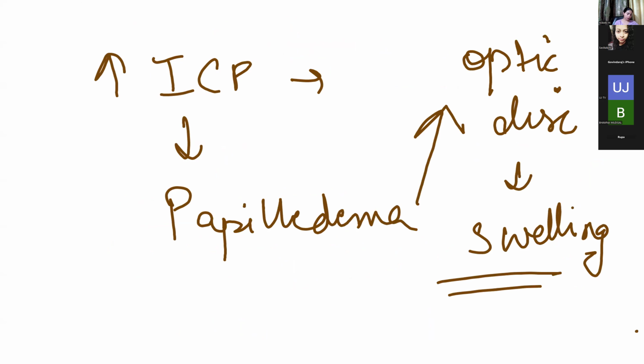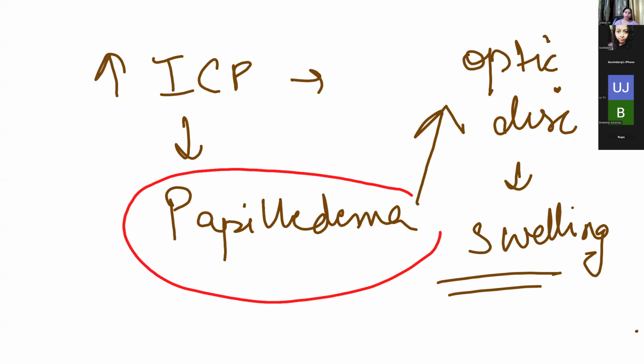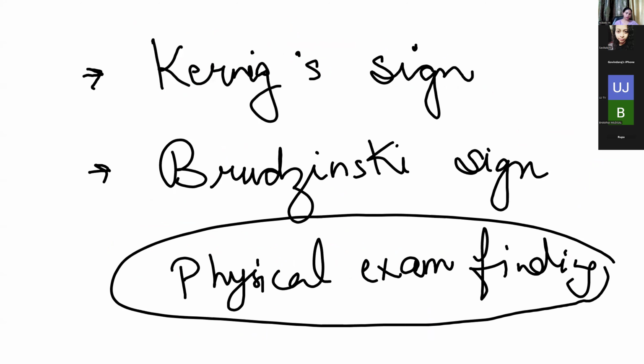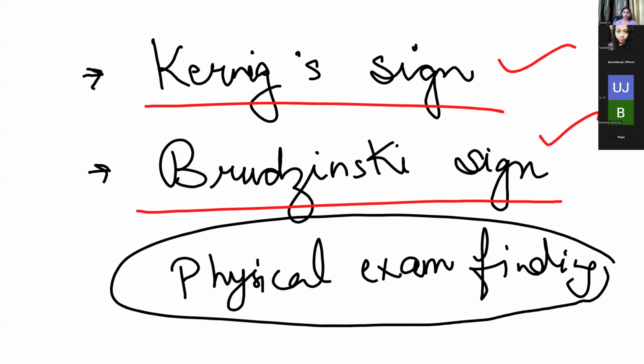Yes, good. Swelling. And one thing you need to keep in mind is this also. Increased intracranial pressure also leads to papilledema. Okay. Yes, then ma'am, next, nuchal rigidity. These two signs, Kernig's sign and Brudzinski's sign, are important signs.